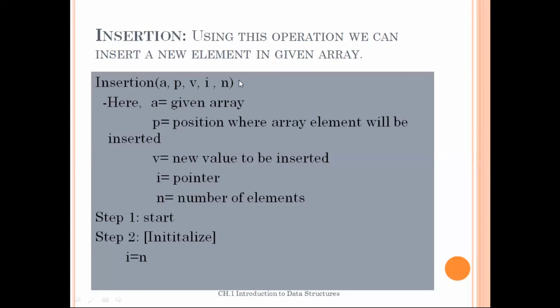Okay, now how many elements are being used? See, the name of the algorithm is insertion. A, this is the array. P means position. V means the new value to be inserted. I means pointer, or we can say counter. N means number of elements. Okay, here a description is given for each and every element. Okay, now step 1 start. Initialize I equal to n. Here you can also write I equal to UB, meaning upper bound.